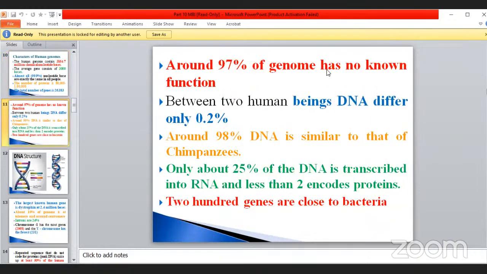Around 97% of the genome has no known function. 3% only has known function. The rest is unknown function, isn't it? Between two human beings, DNA differs only 0.2%. Around 98% of the DNA is similar to that of the chimpanzee. Only about 25% of the DNA is transcribed into RNA and less than 2% encodes protein. 200 genes are close to bacteria. These are all the characteristics of the human genome.